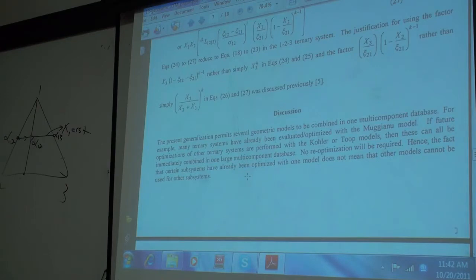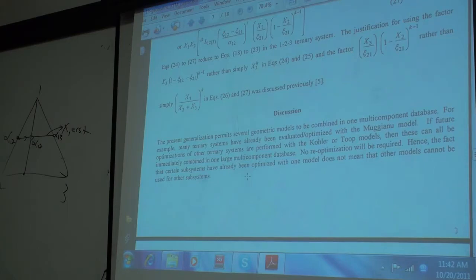Now, discussion: the present general model permits several geometric models to combine in one multi-component database. For example, many ternary systems have already been evaluated with the Muggiano model. So we're doing a database for alloys. We have several components, A, B, C, D, which are all done using the Muggiano model. But then we add additional components, E, F, G, H, in which we're using Kohler 2. Now that we have this scheme, we can put these things all together. Otherwise, you'd say that since other people have used Muggiano, we can't add things to the database unless we continue on. Well, now you can. You can even mix them up in binary terms if you want.